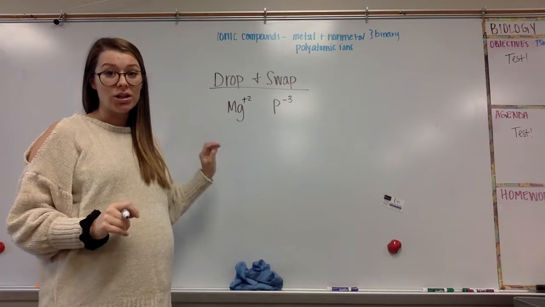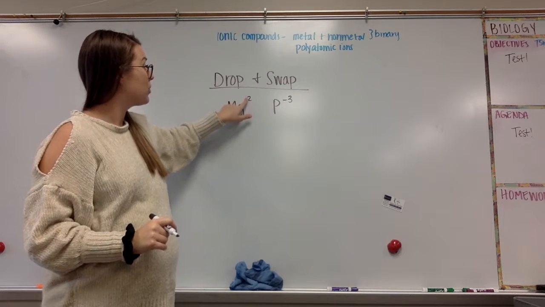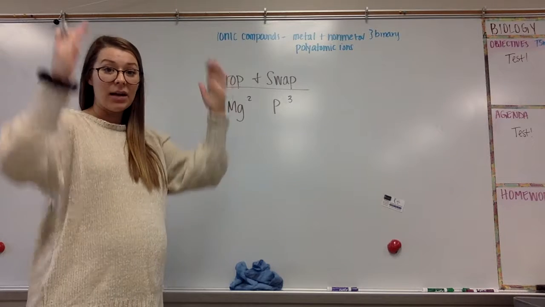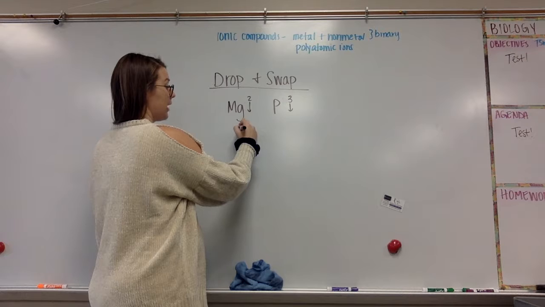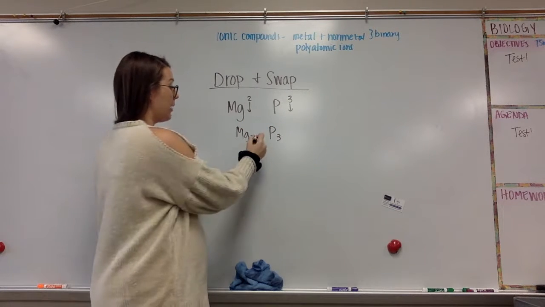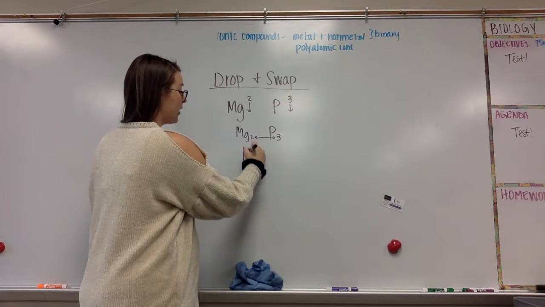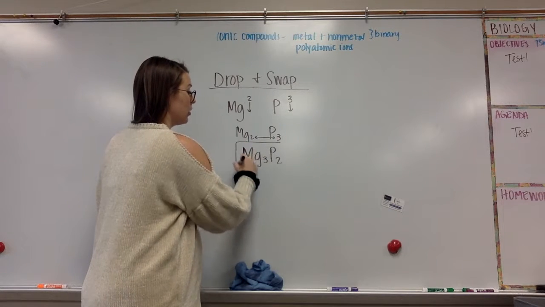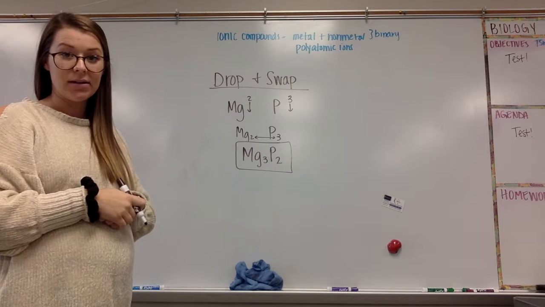Once I know the charges, I'm going to erase the actual pluses and minuses. So I just have the numbers. And then I'm going to drop these numbers. So I have Mg2P3. And then I'm going to switch them. Switch places. So my final would be Mg3P2 for this compound between magnesium and phosphorus.